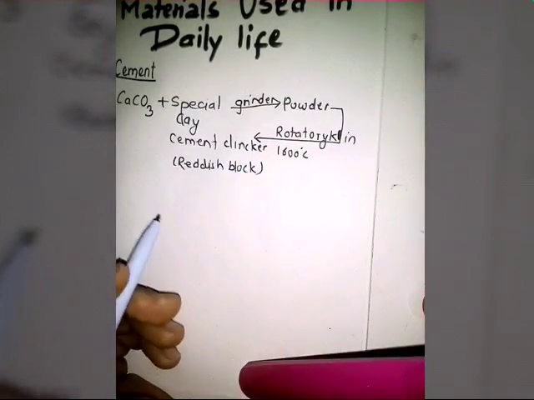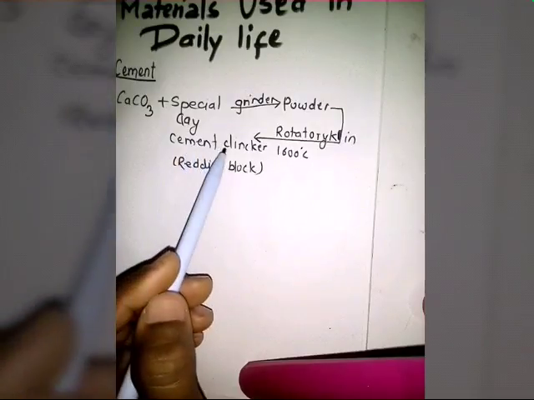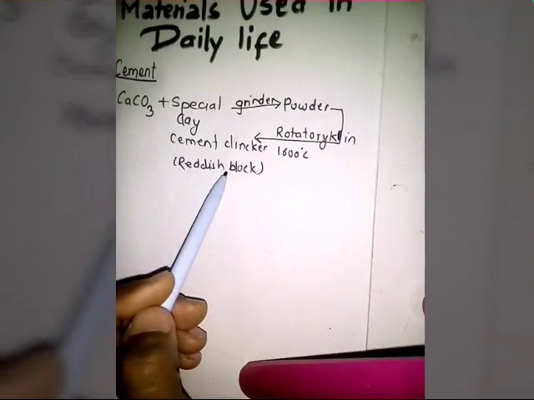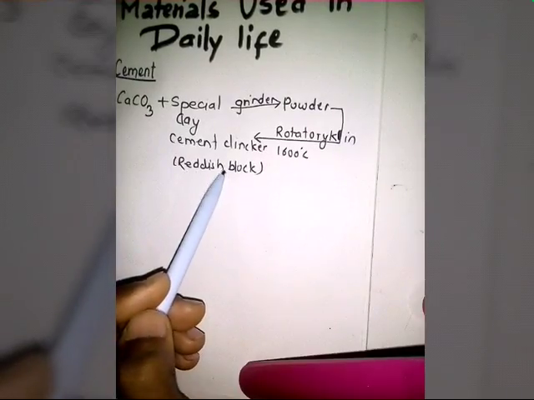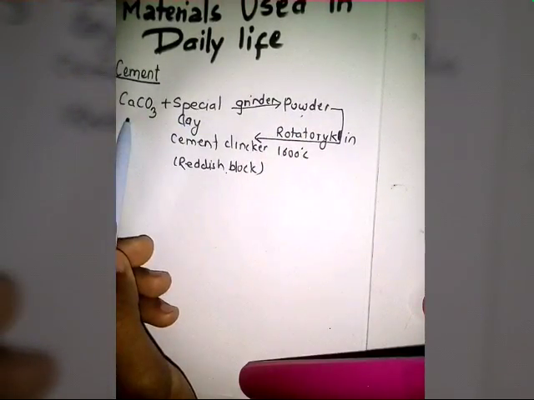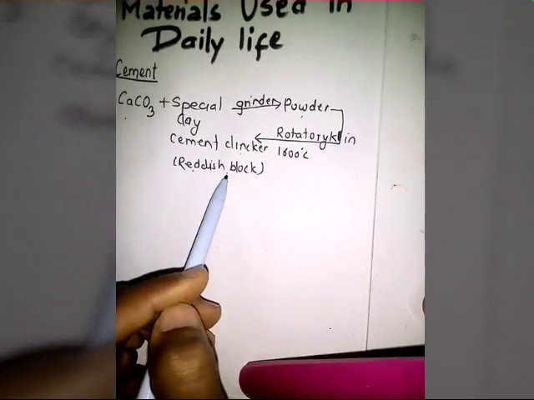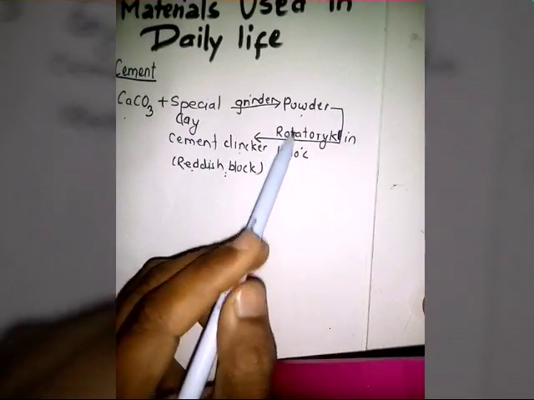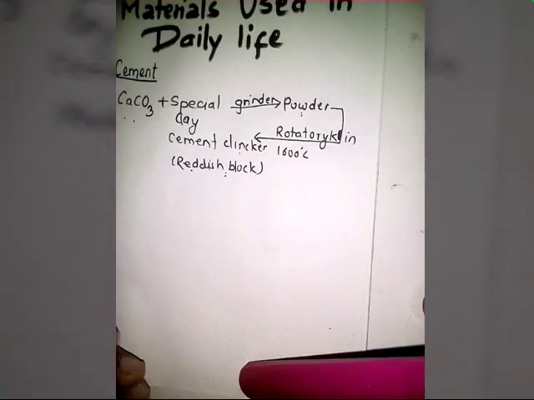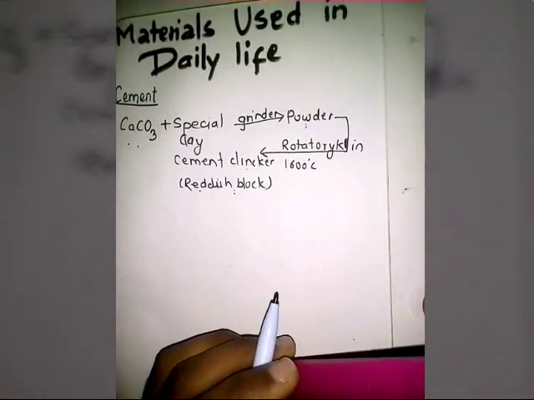So now you may be asked, what is cement clinker? We can define it from here. Cement clinker, this is the keyword. Cement clinker is a reddish block that is formed by heating the powder form of special clay and limestone. So I think you got it. Cement clinker is a reddish block formed by heating the powder form of calcium carbonate and special clay. Now once you have a cement clinker, since it is hot, first we need to cool it.